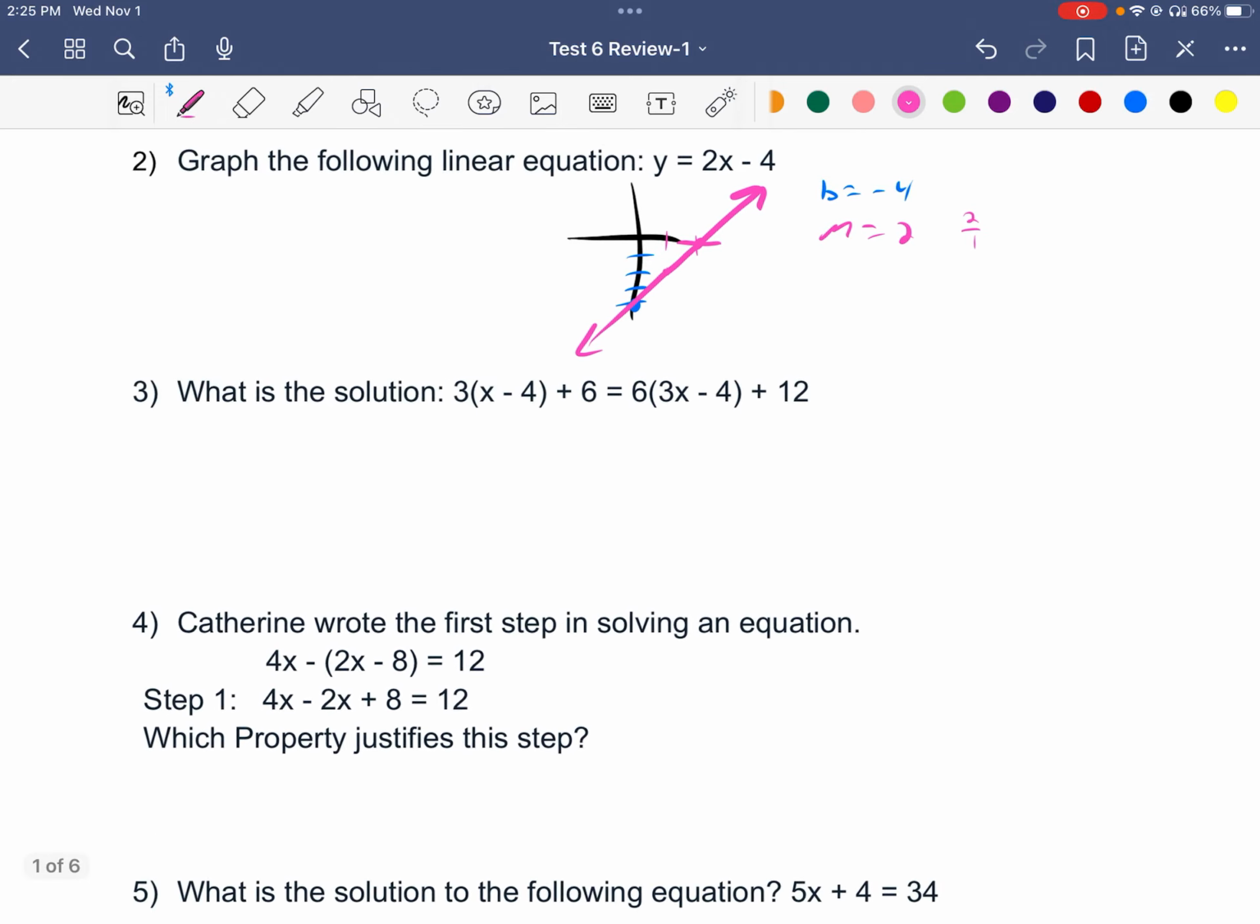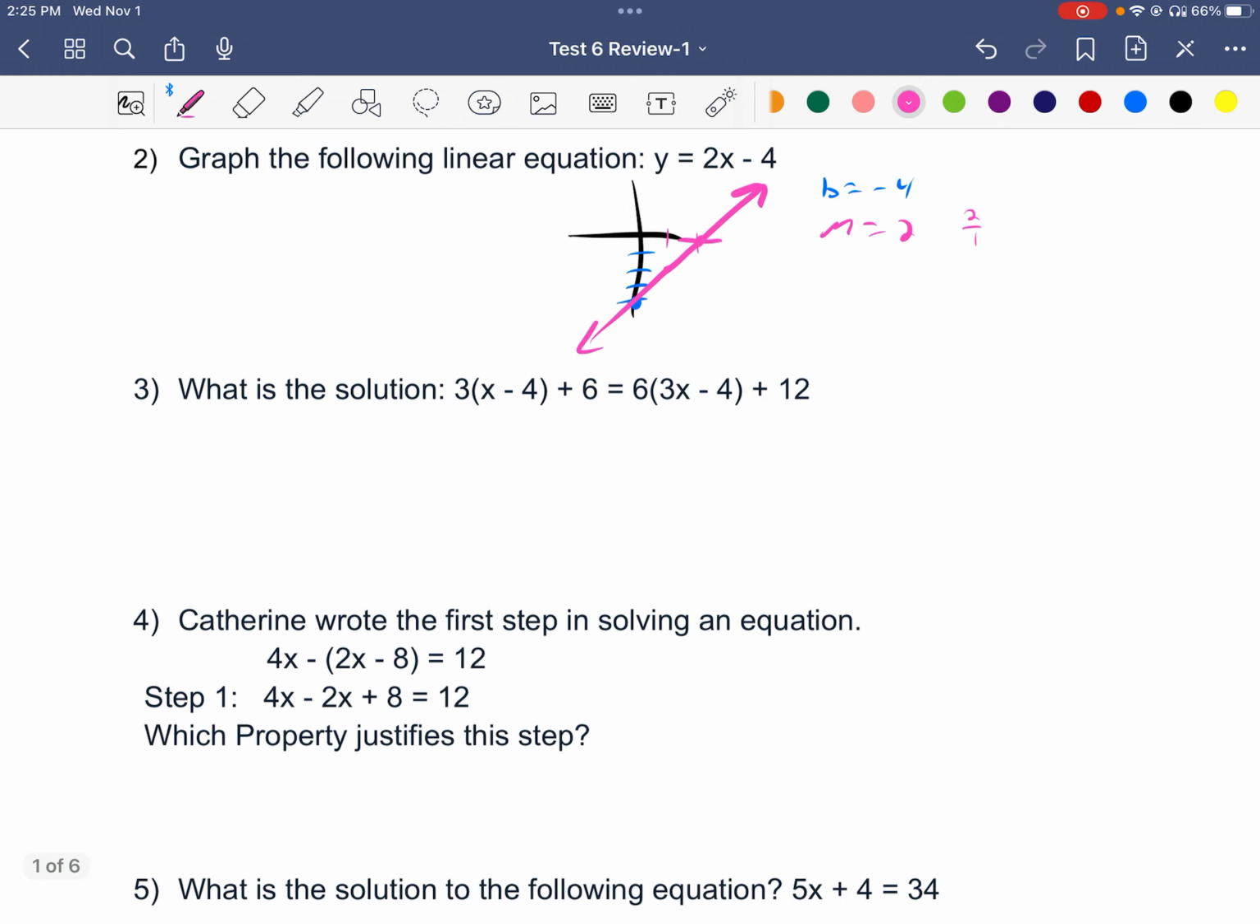Number 3, what's the solution? So here we just have one variable, it's x. We're going to solve for x. What I would do first is distribute and start simplifying. I'm going to get 3x minus 12. Remember, I've got to stop where that parenthesis stops. So I do not distribute the 3 with a 6.